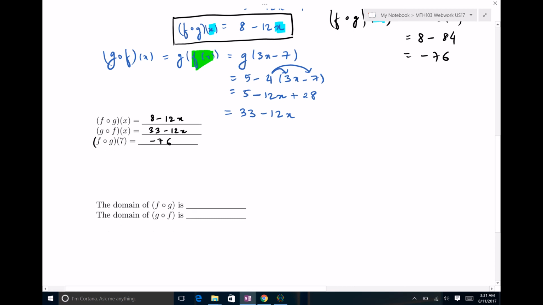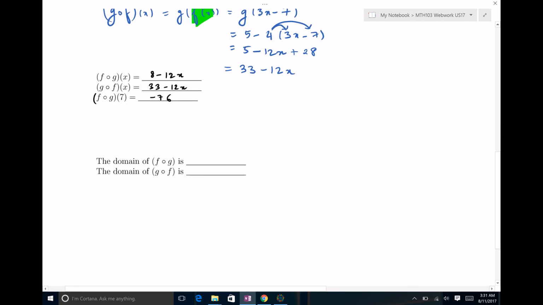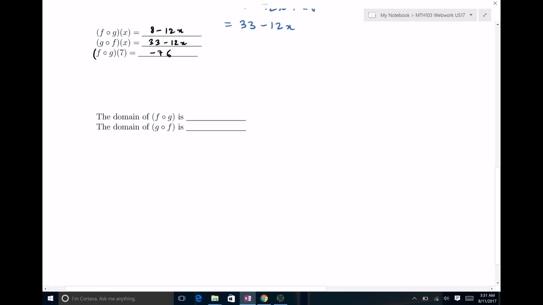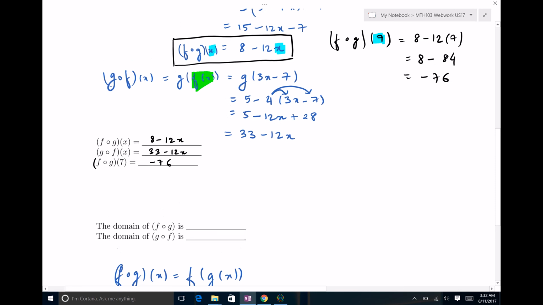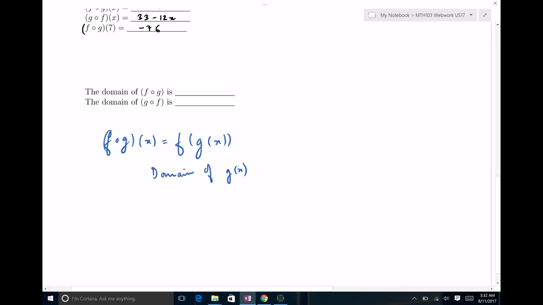Okay. Further, we want to look at what the domains of f composed with g and g composed with f are. So before I write that, let me just write down a little note here. When you do f composed with g of x, you're taking f of g of x. So what you need to do is first look at the domain of g of x. Now, g of x, if I remember right, is 5 minus 4x. And the domain of g of x is going to be everything, because it's just a linear function. So it's going to be everything from negative infinity to infinity.